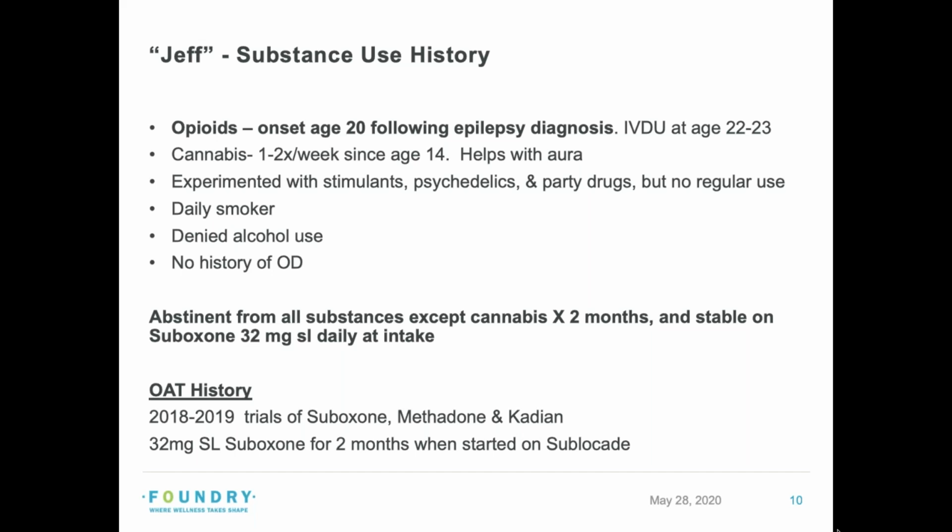When he came to us, he had been abstinent from all substances except cannabis for 2 months, and he was stably on Suboxone 32 milligrams sublingual daily. He had a history of trying Suboxone, methadone, and Kadian in the past, but hadn't really stuck with it until this particular time, which was when he came to us.